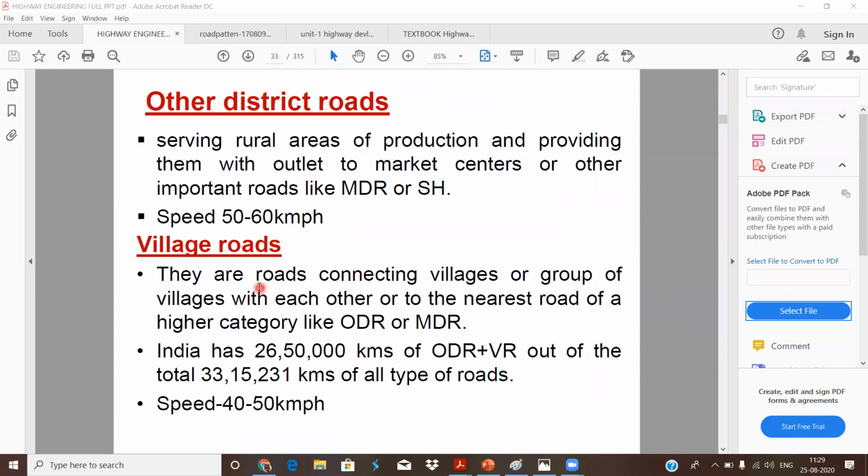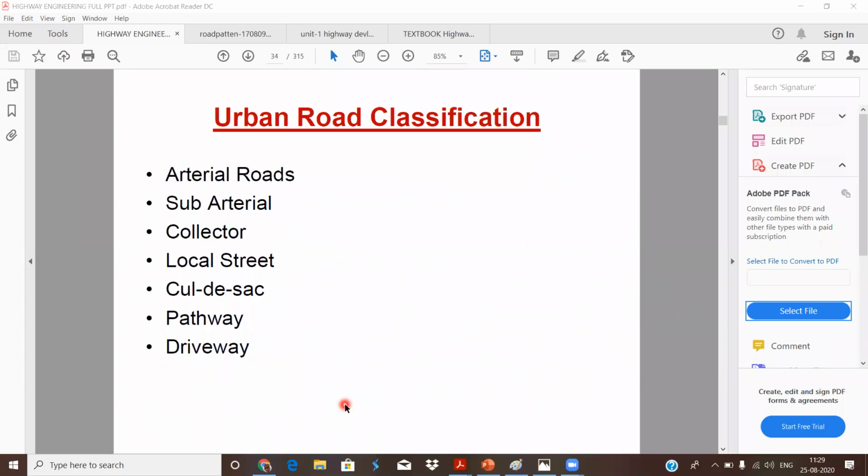Okay, next one, village roads. These are the roads within a village, or roads connecting villages or groups of villages which are nearer, and may be connected to the nearest other district roads or major district roads. The speed on these village roads is 40 to 50 kilometers per hour. Okay, next one.